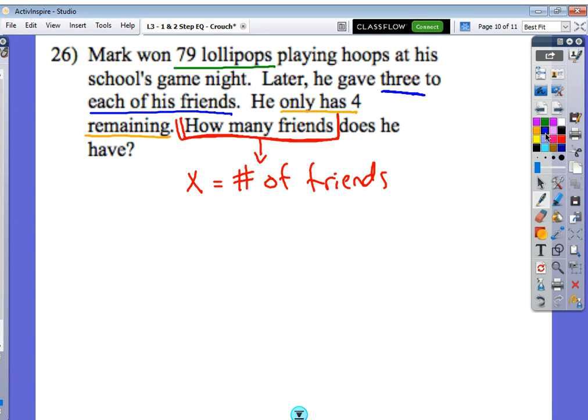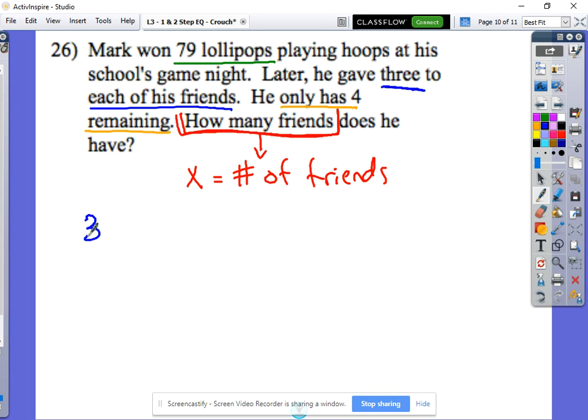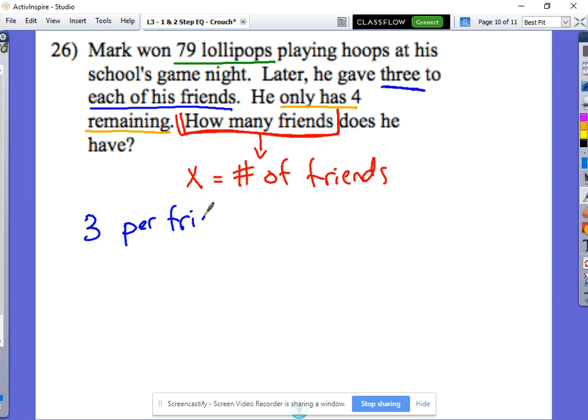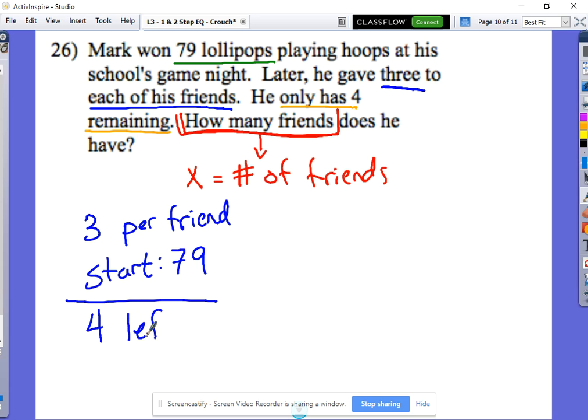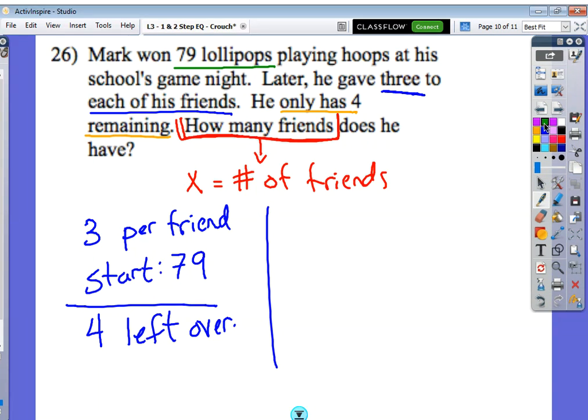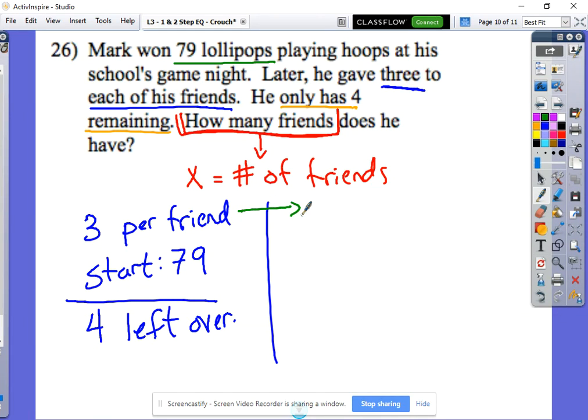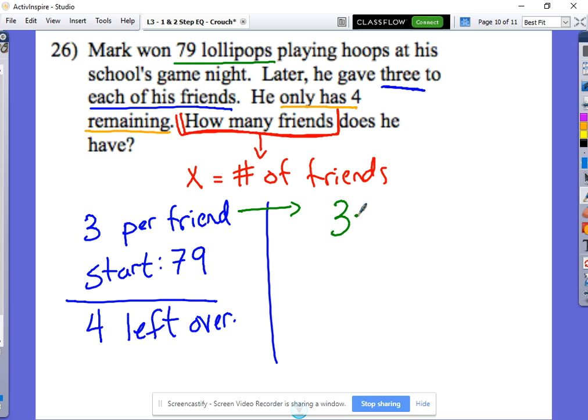Now we say, well, we know that he was giving 3 per friend. He started with 79. And then at the very end of the night, he had 4 left over. So using that information, we have to create our equation. Our equation ends up being the 3 per friend, which means 3 times x. Since he has x friends, he's giving 3 to each of them. So that's 3 per friend.